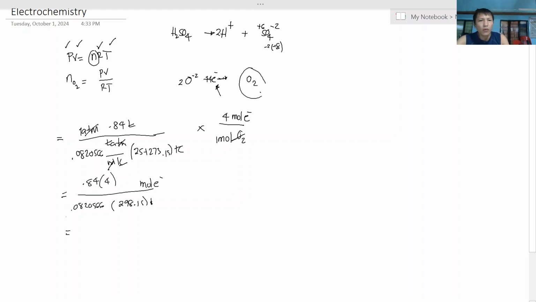It was easy after all. I could solve every problem here. So you have 0.84 times 4 divided by 0.082056 times 298.15. So that's your moles of electrons. That is 0.137 mole of electrons needed from the electrolysis of sulfate into your oxygen. Okay?